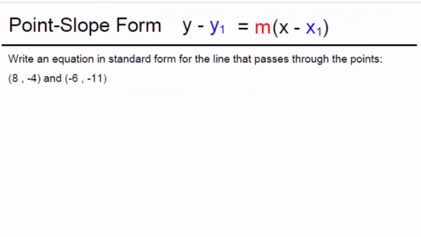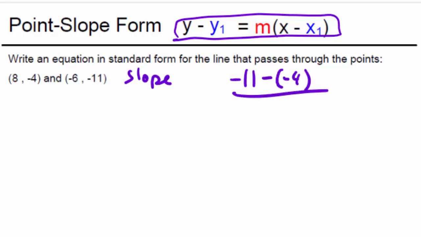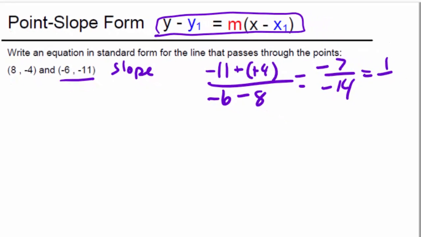Okay, in this last example, they're asking us to write in standard form the line that passes through those 2 points, but we're going to drop it into point slope form first and then convert it into standard form. But the first thing I always have to do if I'm given 2 points is find the slope. So the slope is going to be negative 11 minus negative 4 over, now I started with this point, so that means I got to start with negative 6 minus 8, and that's going to be a plus 4 right there, which is negative 7 over negative 14, which is positive 1/2. So my slope is positive 1/2.